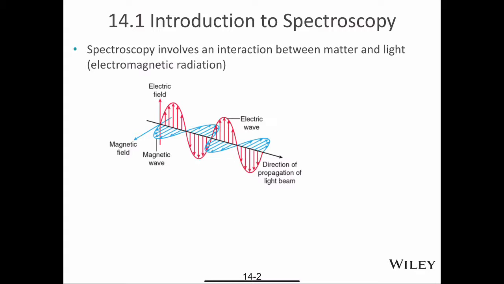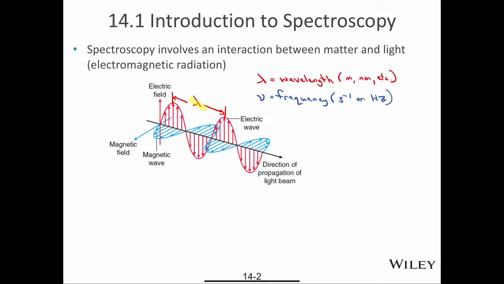When viewed as a wave, electromagnetic radiation consists of perpendicular, oscillating electric and magnetic fields, as is shown right here. The wavelength, for which we use the symbol lambda, describes the distance between adjacent peaks of an oscillating field, while the frequency describes the number of wavelengths that pass a particular point in space per unit time. For frequency, we use the units reciprocal seconds or hertz, which mean the same thing.